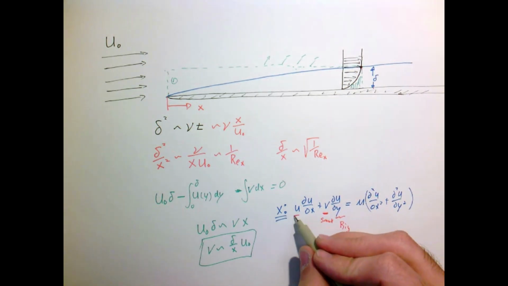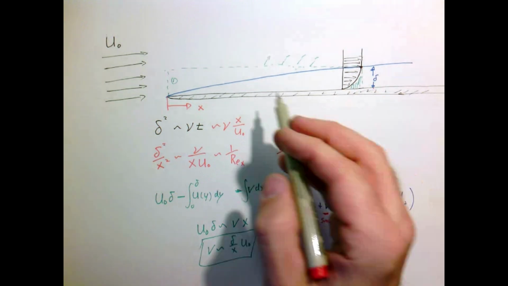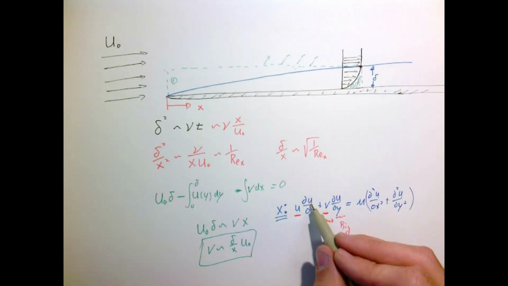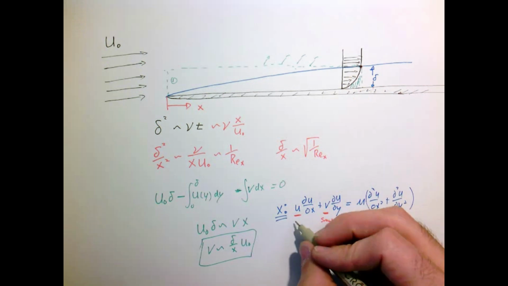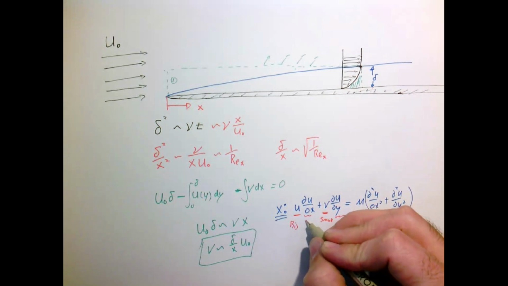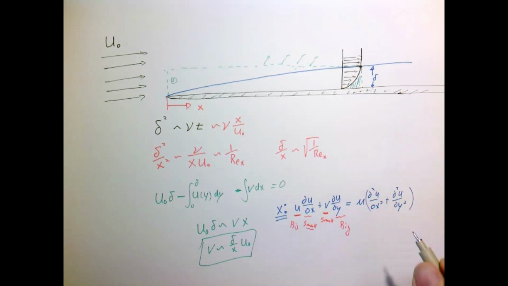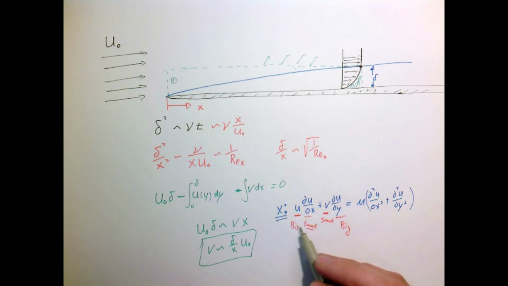On the other hand, this term is relatively large. The free stream velocity is high, but the changes in x are less dramatic. So this is big, and this is small. So really, we can't very easily argue that this term should be neglected, so we have to retain it. And that makes the analysis of the boundary layer problem a little bit more complicated.